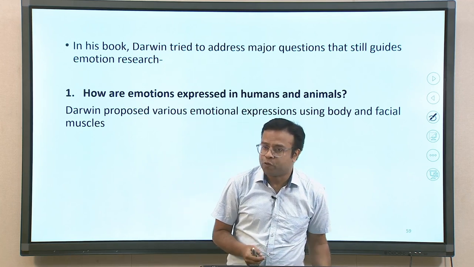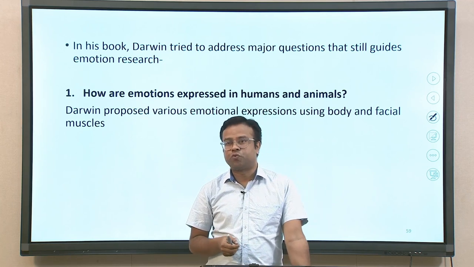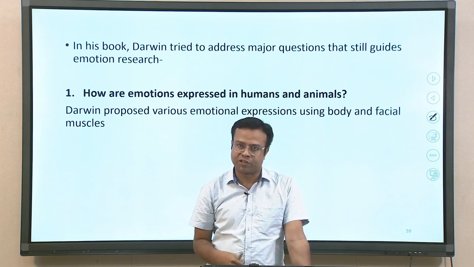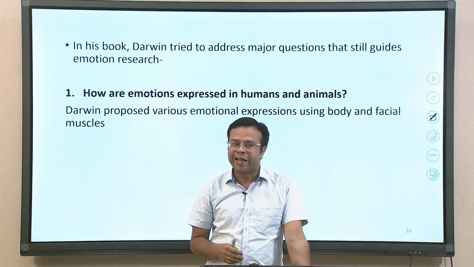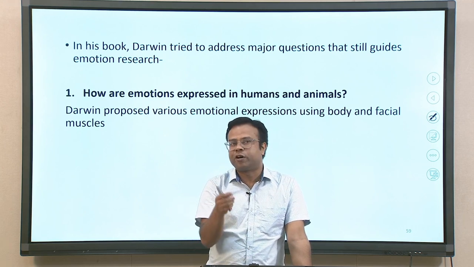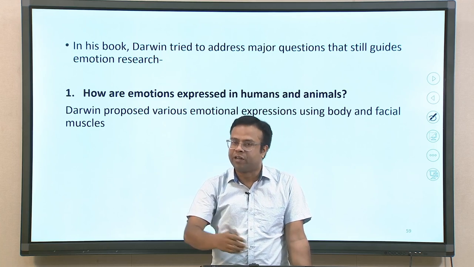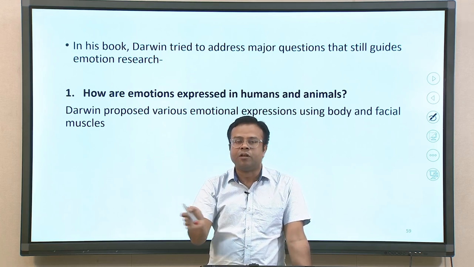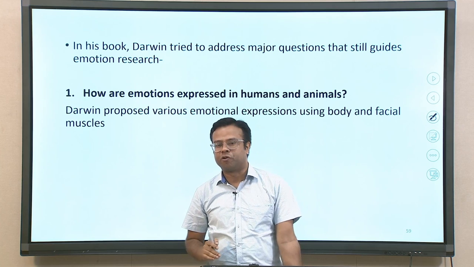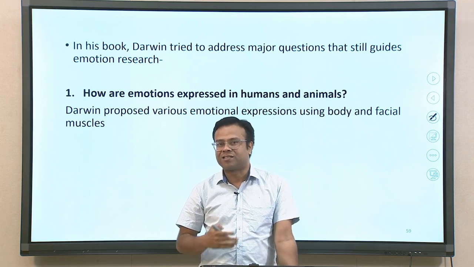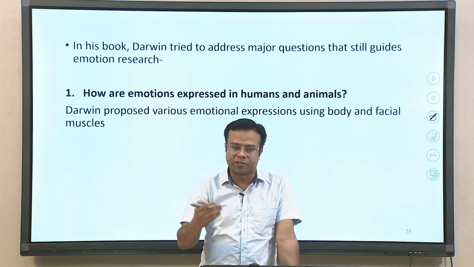In his book, Darwin also tried to ask very significant questions, which still guide emotion research. These are still relevant, because in any field you cannot say this is the full stop of research or there is nothing more to find out. Every research area is evolving, so the area of emotion is also evolving. So, a lot of the earlier questions that Darwin asked are still prevalent and still guiding the research.